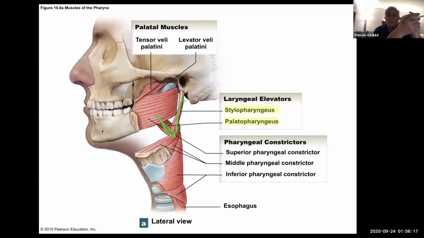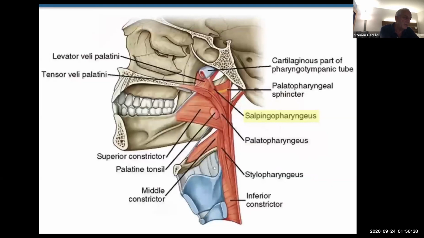So looking at the muscles, even if you didn't know their names, you know what they're going to do. You can see the constrictor is going to close that space. You can see the stylopharyngeus and the palatopharyngeus are going to lift that space and open it up. They're elevators. Okay? And you can get that by looking at the muscle's direction. And there's the salpingopharyngeus. Again, same thing. It's going to pull and elevate that area, elevate the pharynx.